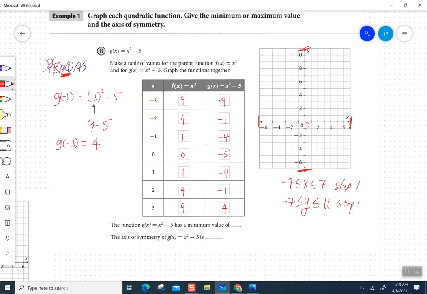So we're ready to put some answers in here. Our minimum value was -5, and our axis of symmetry is sitting at x equals 0. Okay, there's my 2 answers.